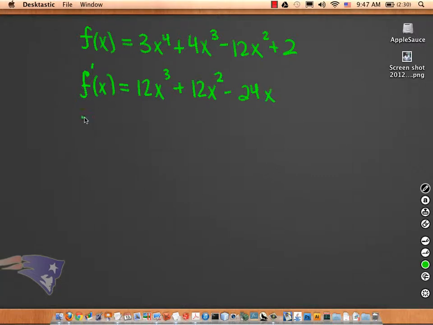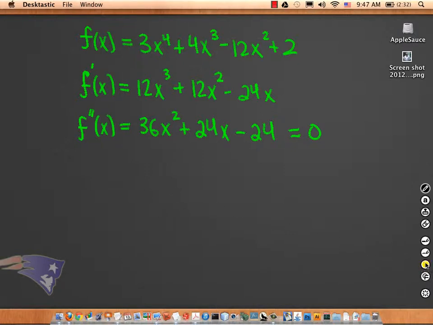24x. Now we take the next derivative. Three times 12, 36x squared plus 24x minus 24. Set this equal to 0. Do you see that I have a common factor of 12 everywhere? So I'm just going to divide a 12 out of this.